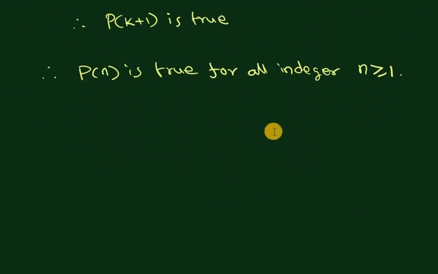Finally, we arrive that P of n is true for all integers n greater than or equal to 1.